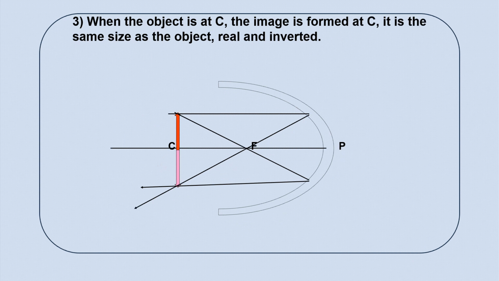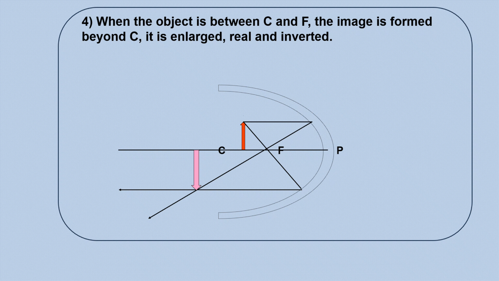The third one is when the object position is at the center of curvature C. The image formed is also at C. Both are of the same size as the object. And the image formed is real and inverted. So three things we have to remember here: real, inverted, and the same size as that of the object.